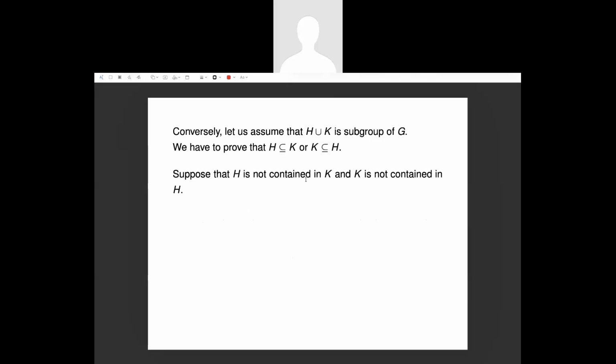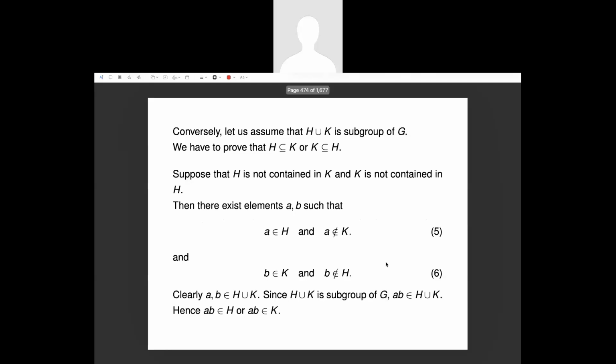Suppose H is not containing K and K is not contained in H. So we just take the negation: H is not contained in K and K is not contained in H. Then there exist elements a and b such that a is an element of H but a is not an element of K, and b is an element of K but b is not an element of H.